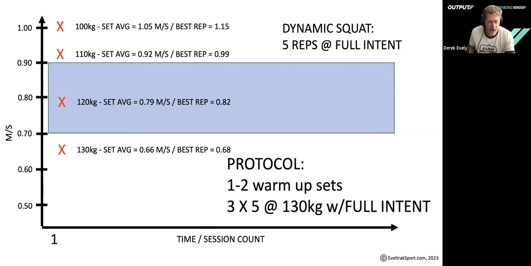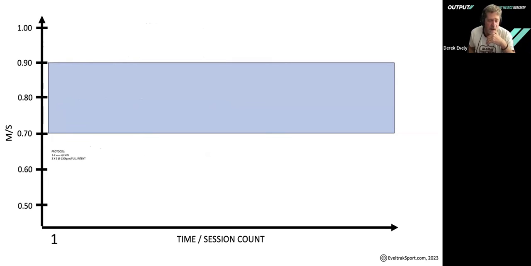So let's say we hit 130 kilos. It's where I want it. Looks good. So the protocol is going to be 1 to 2 warm-up sets, then 3 sets of 5 at 130 kilos with full intent. Everything always has to be full intent. That protocol becomes the workout, or at least the lifting part of the workout, that one exercise anyway.